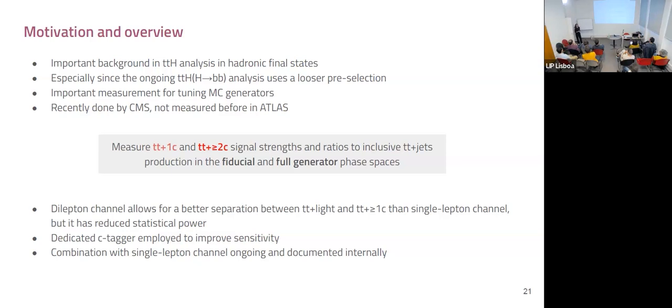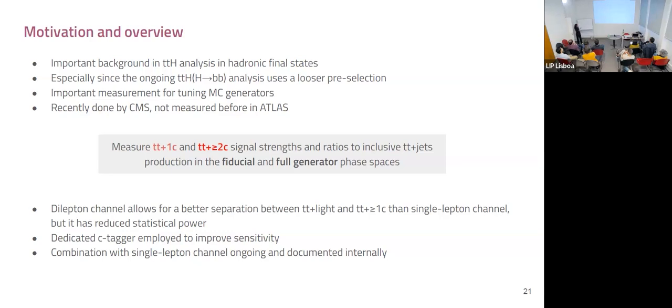We use a looser preselection, and this means that we have a larger contamination of other backgrounds that are not TTBB. So we have more TTC and we have more TT light. So this means we need to have ways of controlling these backgrounds better, which is something that we didn't study in so much detail in the previous analysis because TTBB was absolutely the dominant one and everything else was much smaller, but this is no longer the case.